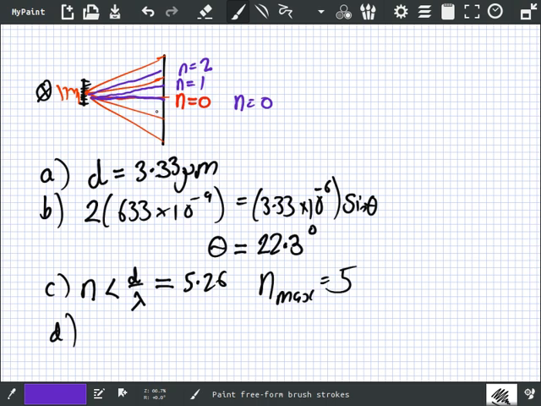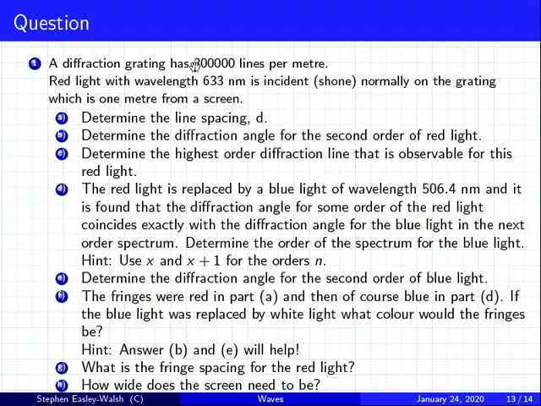But what I'm saying is there'll be some place where the red and the blue will be the same again. And the relationship is that whatever the order is for the blue, it will be the same order as the red except one difference. So I give you a little hint. I say use x and x plus 1 for the orders of n. So there's some order x of the red that will be in the same place as order x plus 1 for the blue. But that only happens in one part of the screen.